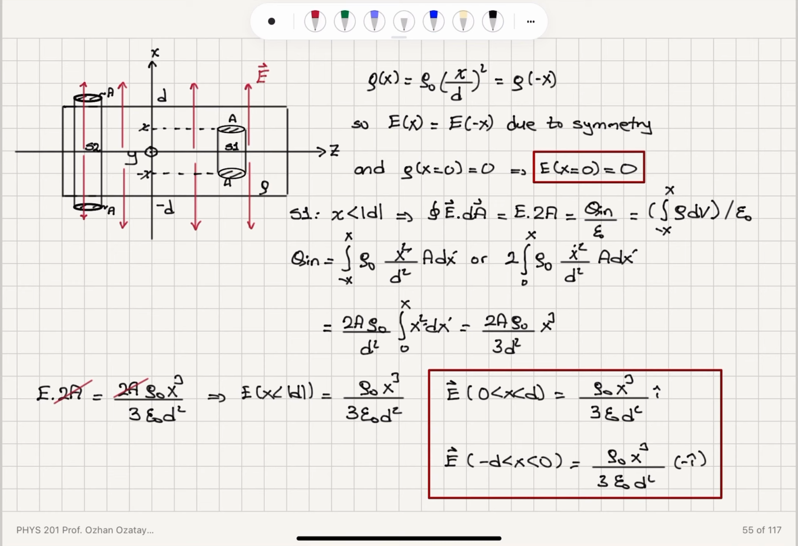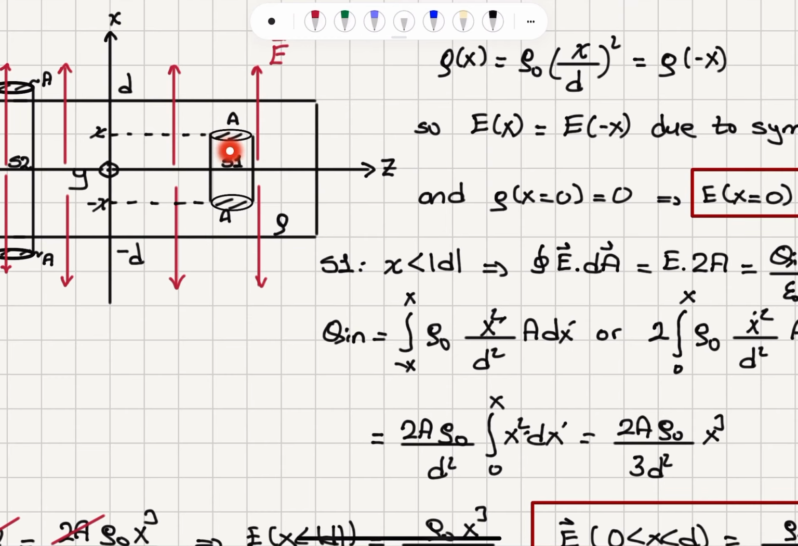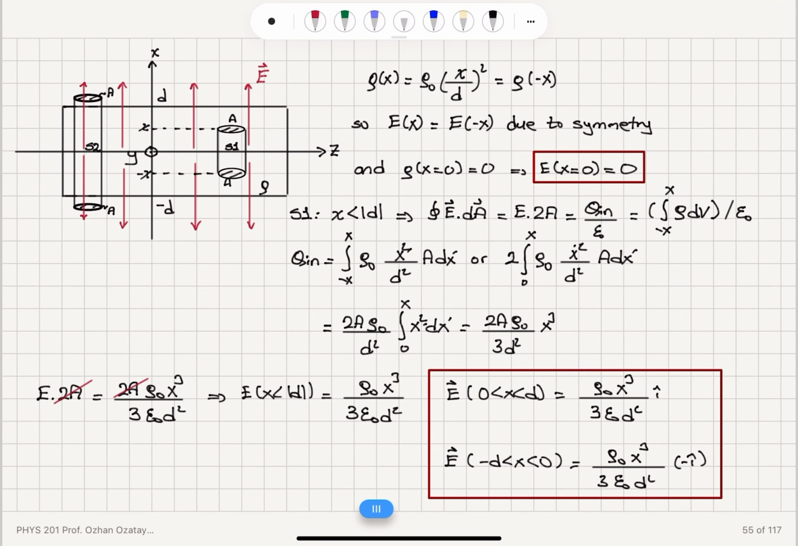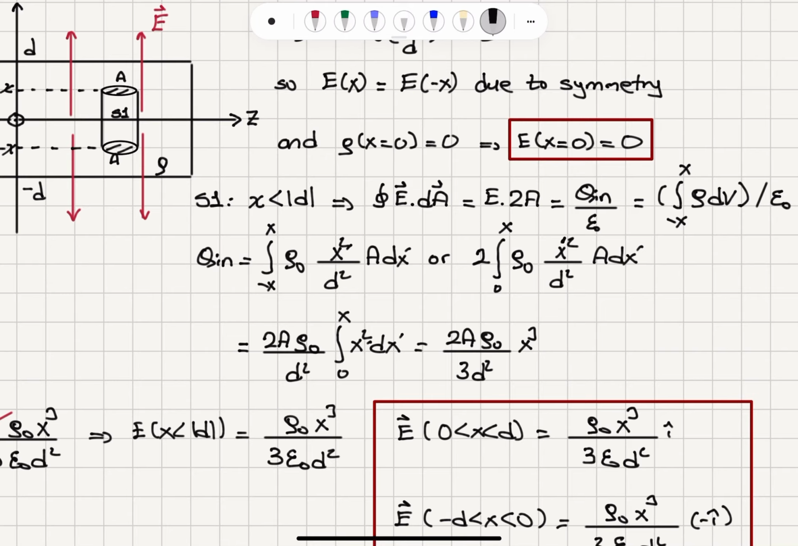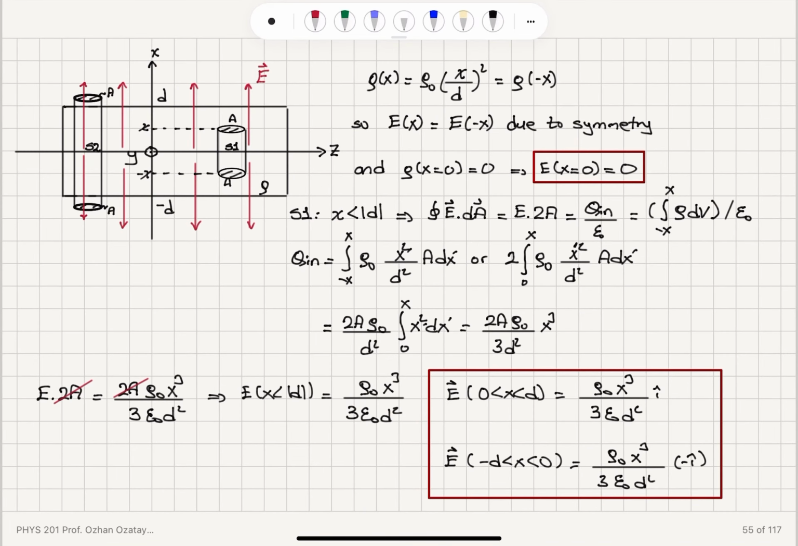In the first case, it will be the integral from minus x to x of rho dV, the charge density multiplied by the volume. It is rho 0 x prime squared over d squared times A dx prime. A multiplied by dx gives me the incremental volume. And due to the symmetry here, this is twice the integral from 0 to x of rho 0 x prime squared over d squared A dx prime. And that integral gives me x prime cubed over 3.